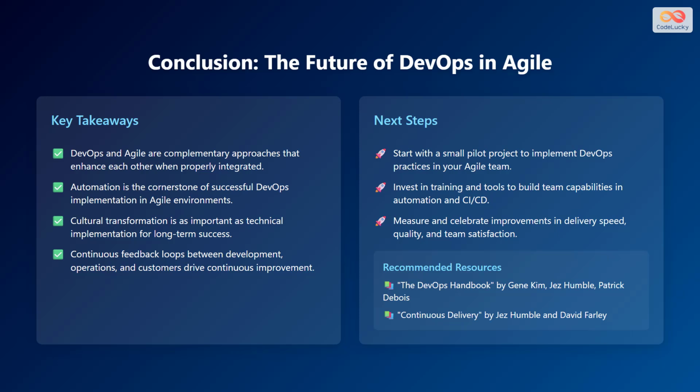As next steps, start with a small pilot project to implement DevOps practices in your Agile team. Invest in training and tools to build team capabilities in automation and CI/CD. Measure and celebrate improvements in delivery speed, quality, and team satisfaction. Some recommended resources include the DevOps Handbook by Gene Kim, Jez Humble and Patrick DuBois, and Continuous Delivery by Jez Humble and David Farley. By embracing these principles and practices, teams can achieve significant improvements in software delivery speed, quality, and collaboration.